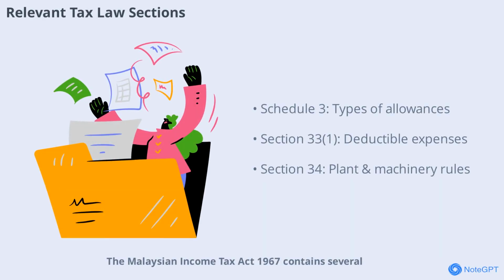The Malaysian Income Tax Act 1967 contains several key sections relevant to capital allowances in partnerships. Schedule 3 outlines the types of capital allowances available. Section 33(1) details deductible business expenses, while Section 34 covers deduction rules for plant and machinery. Section 44 provides for special deductions and incentives, including accelerated allowances. Familiarity with these sections is essential for accurate computation and compliance.